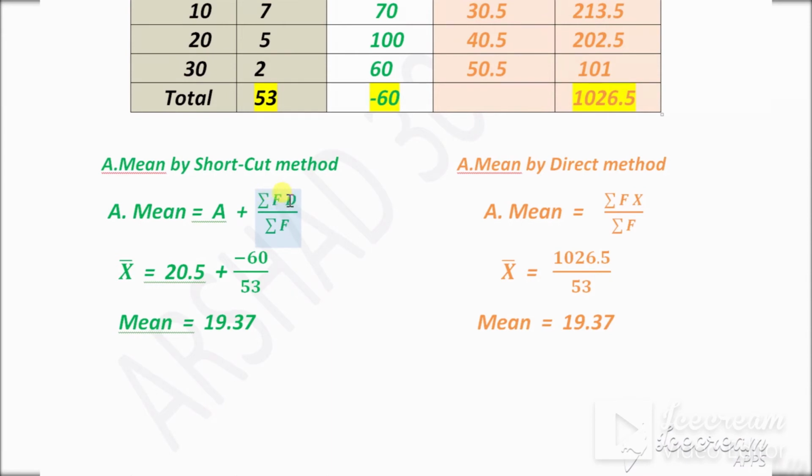F and d both are given in the question, so we do not need to proceed further with columns for this one. Just multiply the two columns. For the direct method, the formula is f multiply x. So first we have to find x. Although f is given in the question, x is not given. So here we have to find x, then we will multiply f with x.